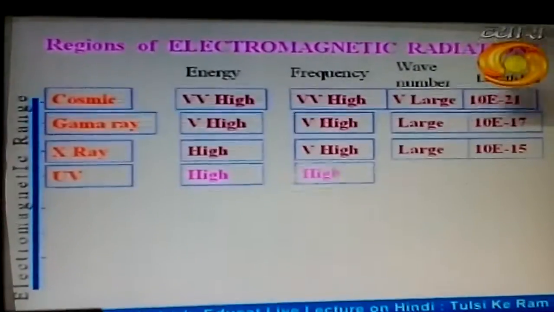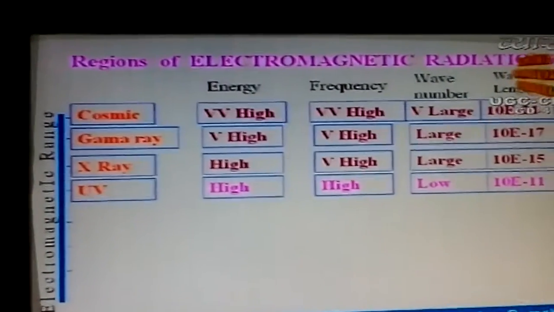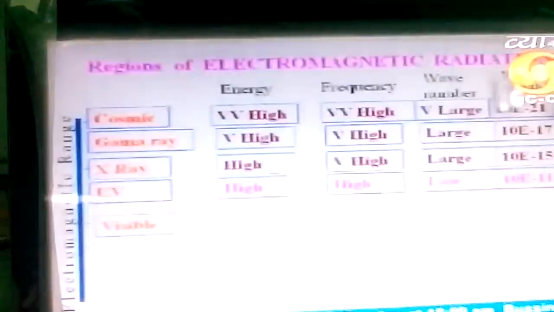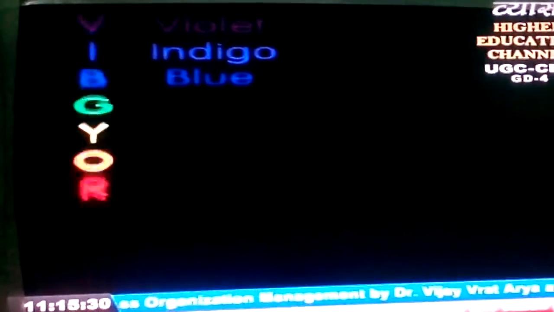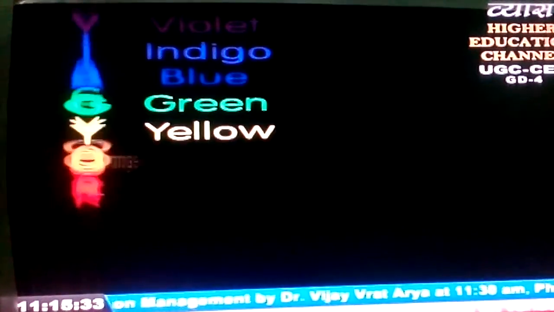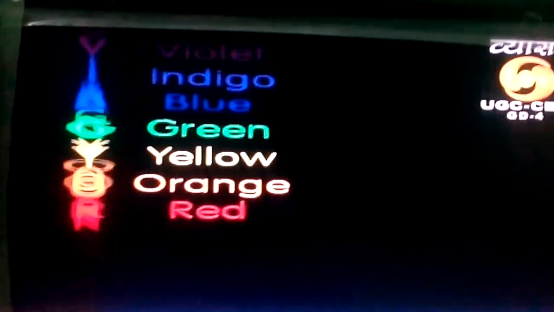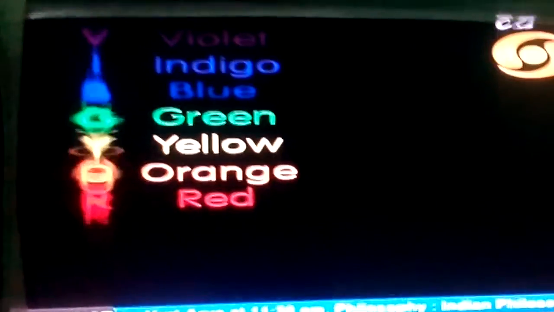Next comes the ultraviolet. You might have heard of this ultraviolet. These are the radiations that are stopped by the environment. They don't reach Earth. Second is the visible, which is in fact the total constituent of the visible world that a human being can see. This has VIBGYOR: violet, indigo, blue, green, yellow, orange, red. This word is composed of 7 alphabets and the VIBGYOR is also composed of 7 alphabets.